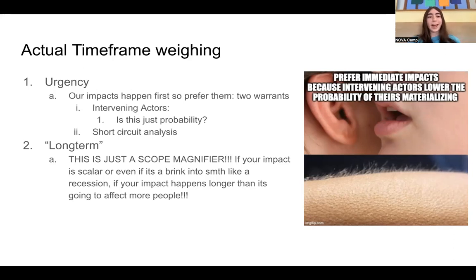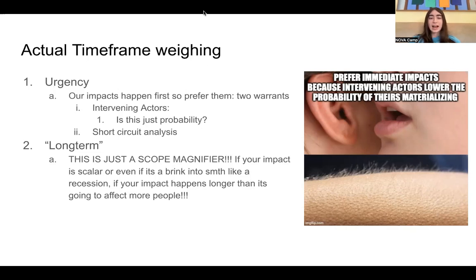This is again why I hate PF, because I hate these buzzwords. I don't think time frame should be a word. I don't think probability should be a word. This should just be analysis that is weighing, right? Because it's hard to really differentiate whether this intervening actors analysis is probability or time frame. I think just look at it as what it is, which is analysis on if your impacts will happen and what actors might intervene throughout it.